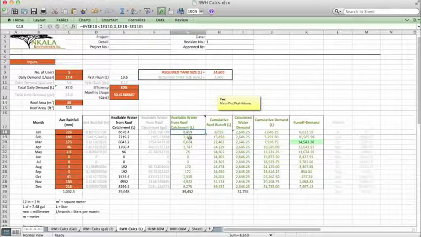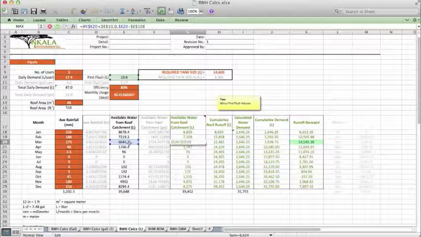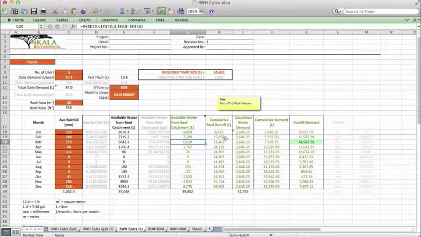So in this column, for every calculation here, we have subtracted the first flush volume in liters. Okay, next what we do is we calculate a cumulative runoff.